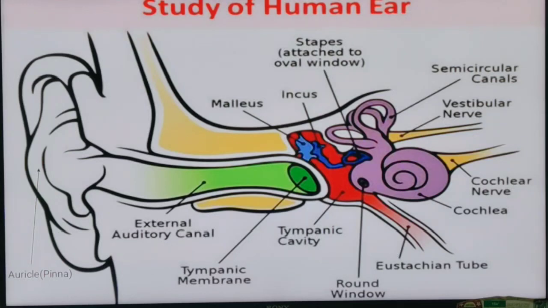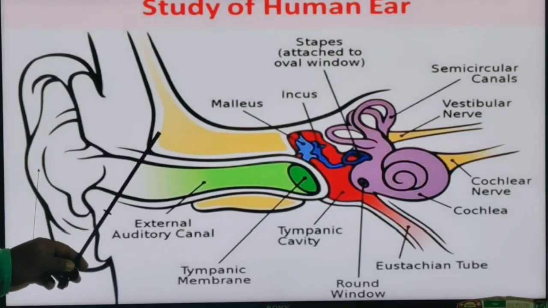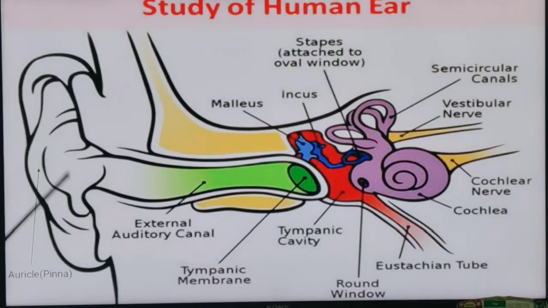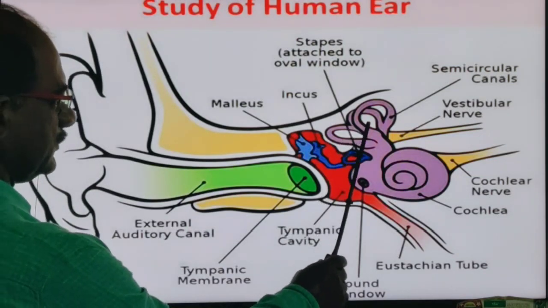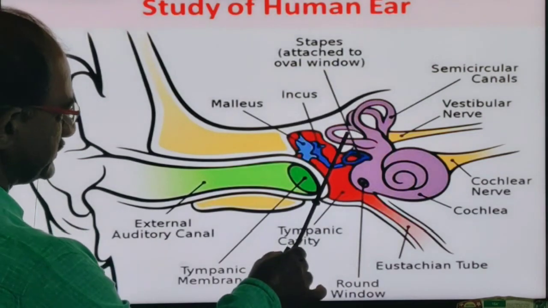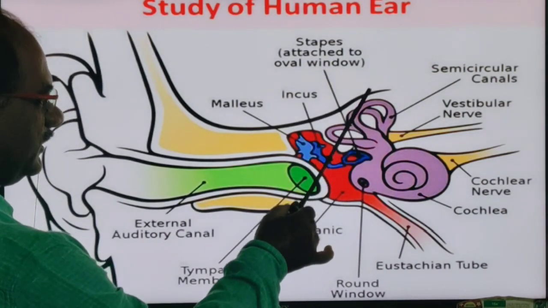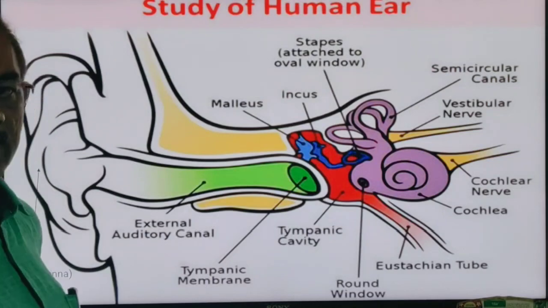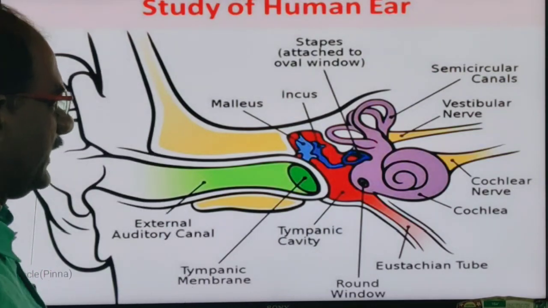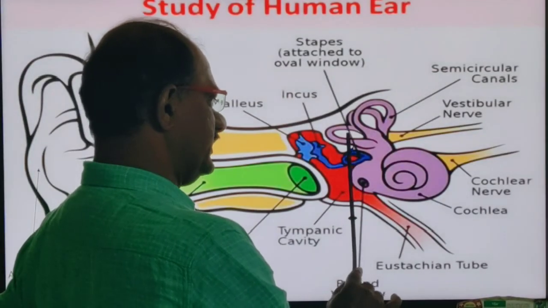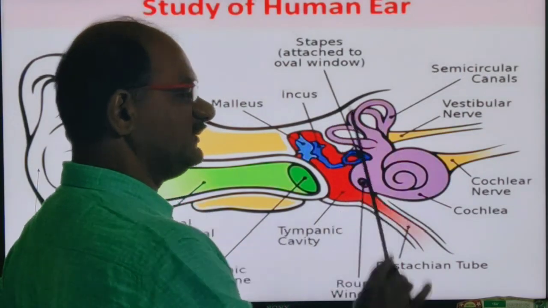One is the utriculus, another is the sacculus. Then the second one is the semicircular canal. One is present posteriorly, one anteriorly, and one laterally. So three semicircular canals are present: posterior, lateral, as well as anterior.